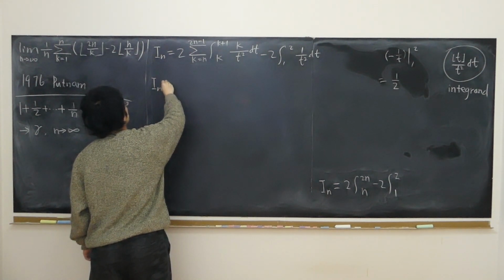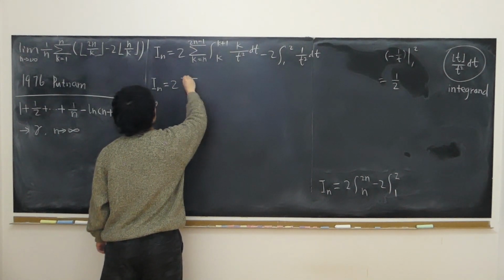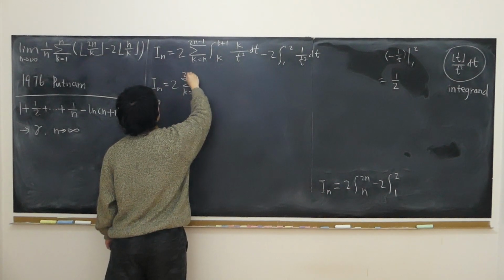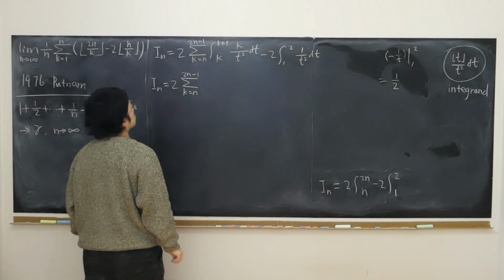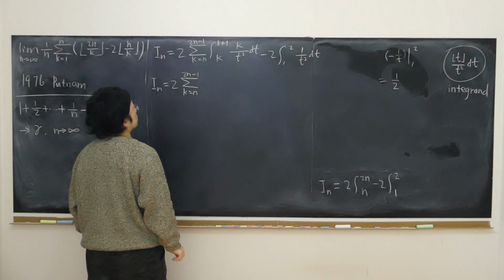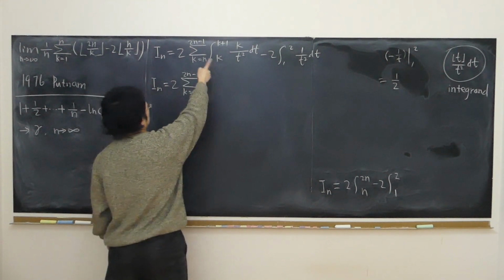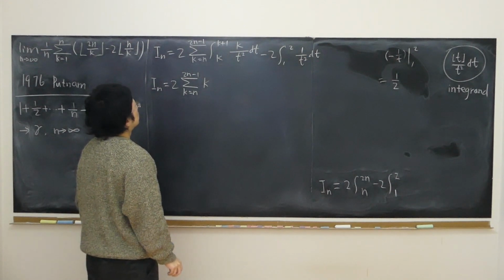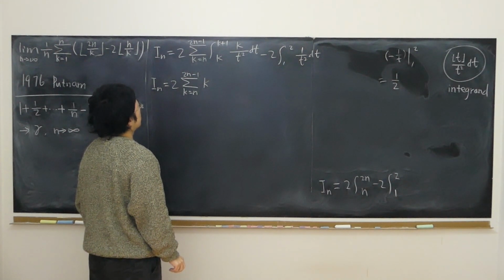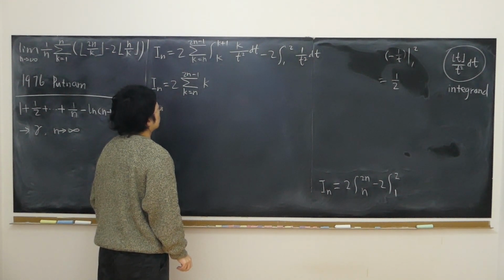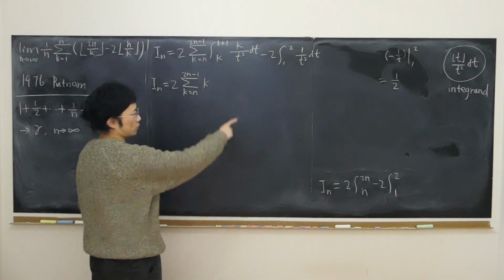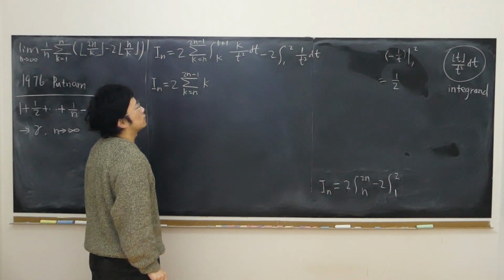I sub n is equal to twice of sigma, k from n to 2n minus 1, of the integral. So take out the k, so k times the integral from k up to k plus 1 of 1 over t squared dt. So the antiderivative of 1 over t squared, like I figured out, is minus 1 over t.